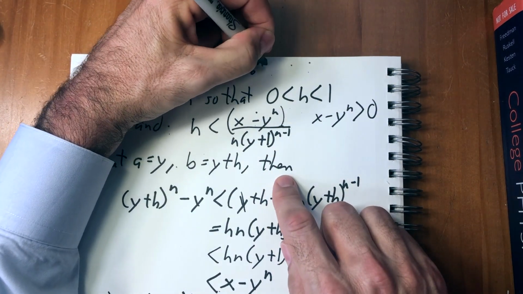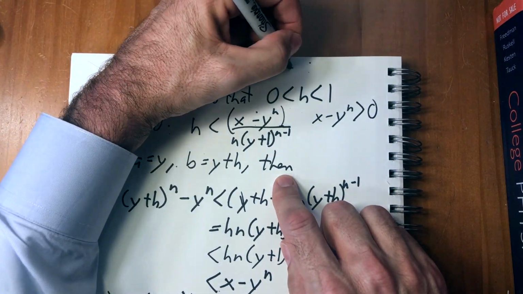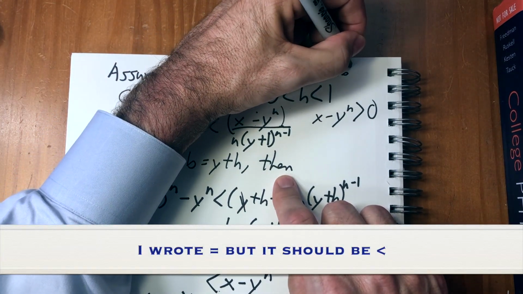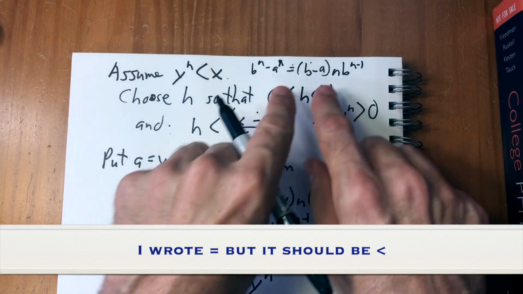This comes from the inequality that we started with. I should write that down. b - a to the n. So this is clearly just coming from here.